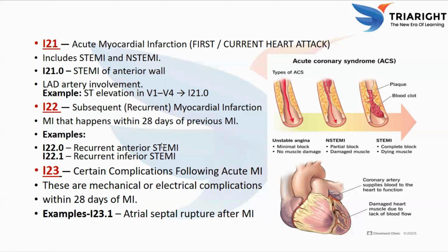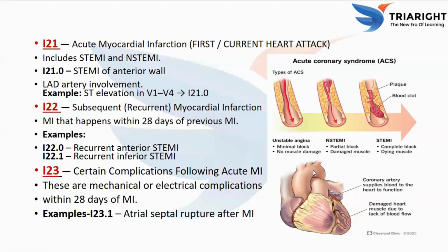So what are the complications following the acute MI? It is I23. This occurs within 28 days after an MI. It may be due to either a mechanical problem or an electrical problem. For example, I23.1: atrial septal rupture after MI, which is a tear in the wall between the heart's atria. Whenever atrial septal rupture is diagnosed, you have to assign the code I23.1.